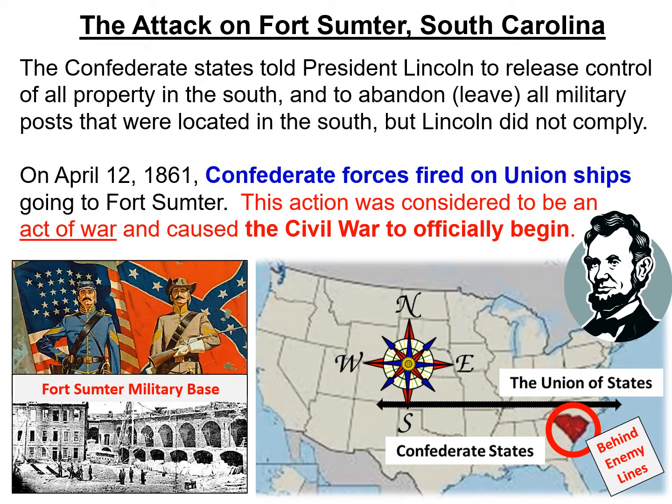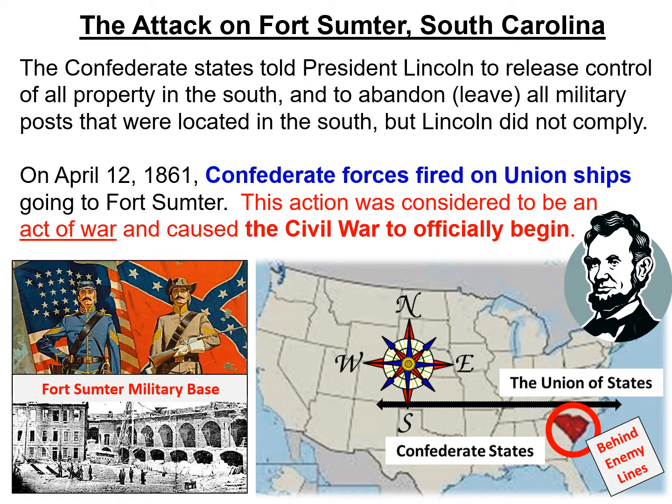Well, the South, they don't care anything about what President Lincoln just said. They said, look, we have a new country. Don't come in this area. Don't start anything. You just have to let go control of everything, every building, every organization that's in the South. That's now part of the Confederate States of America.